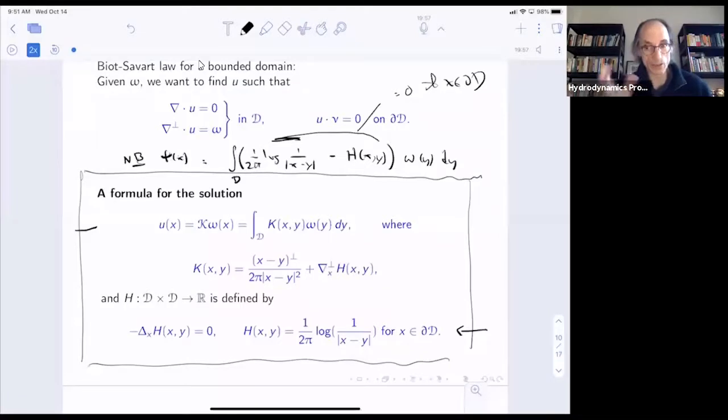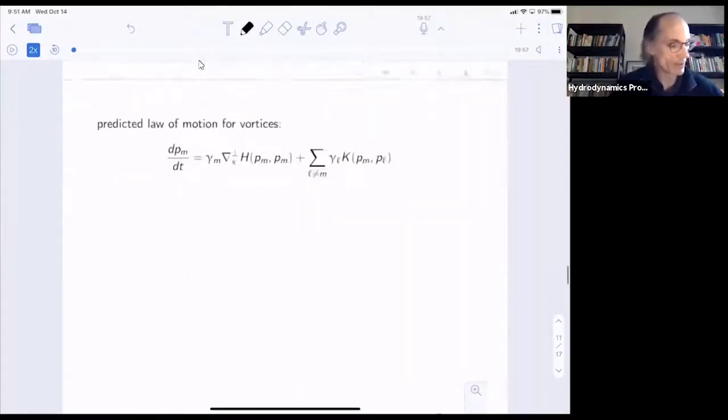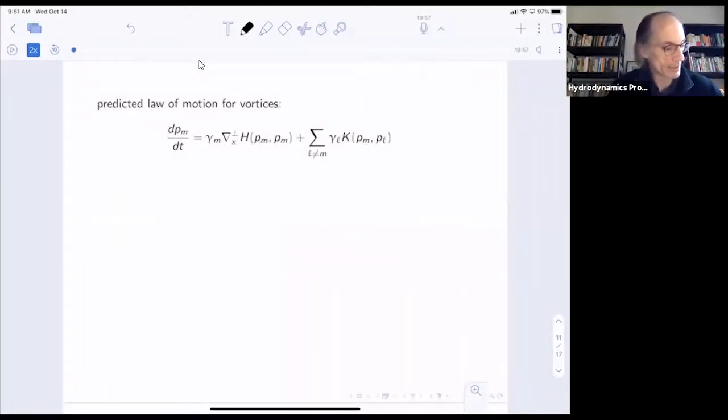And then I take the orthogonal gradient of that. I call that K of x, y, and this is my new Biot-Savart law. Okay, and so then if I want to study vortex dynamics in this bounded domain, well, here's my claim. Let's draw a domain with two vortices in it.